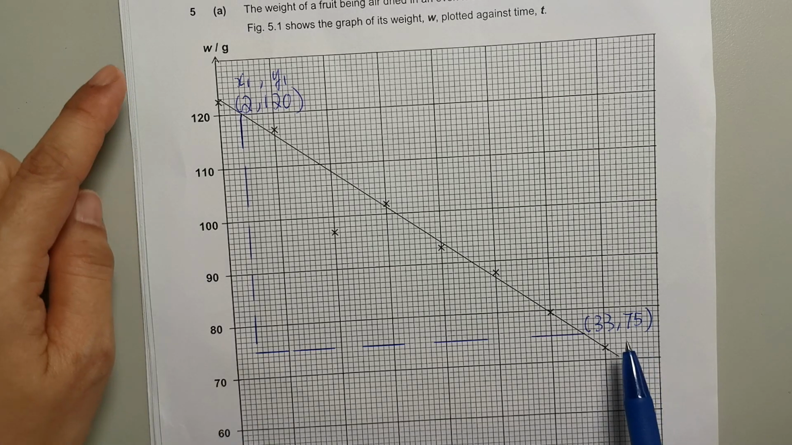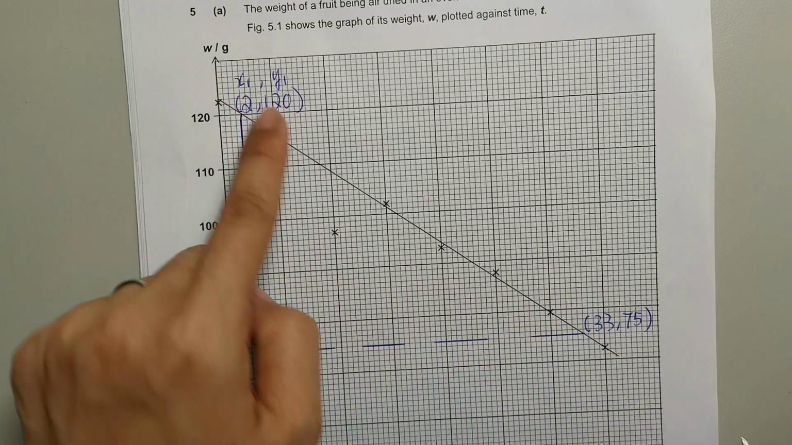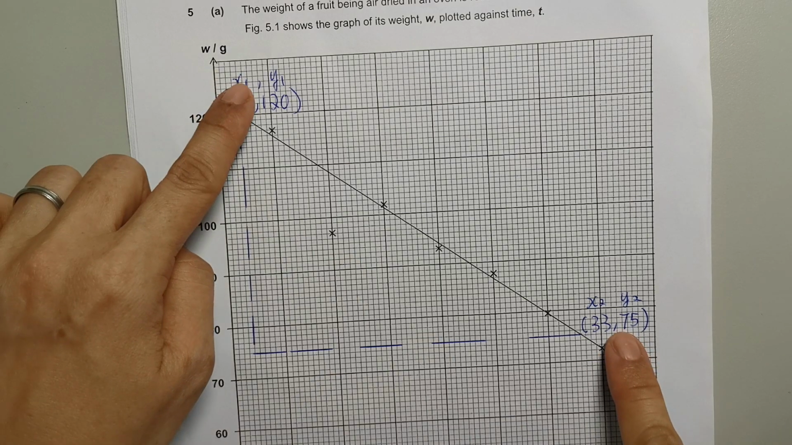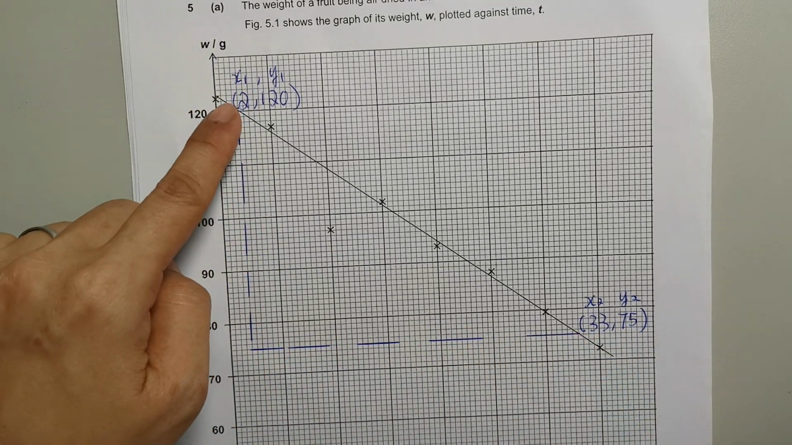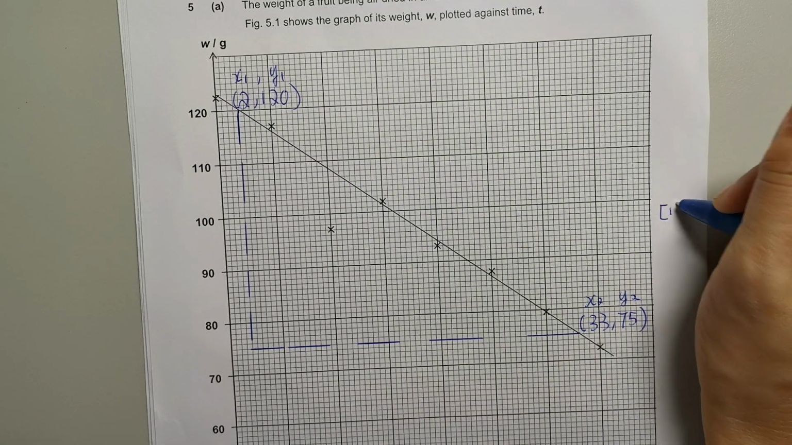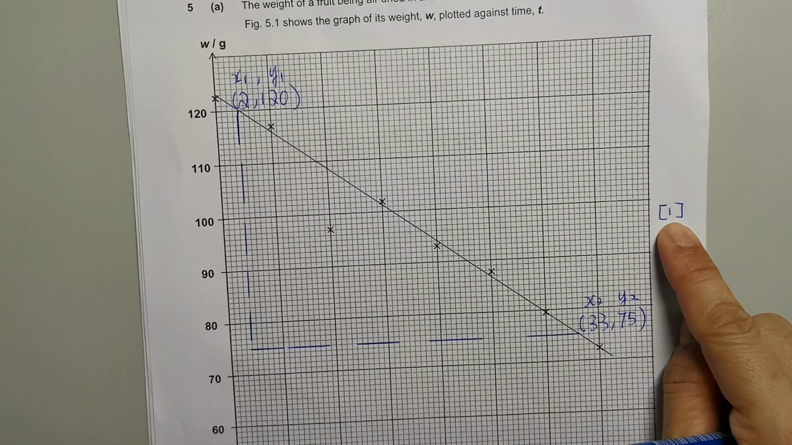Now that I've obtained 2 points, I've given the coordinates. I call this x2, y2. So I label the coordinates. My triangle is big enough. I've drawn a dotted triangle. So I would have been awarded 1 mark.